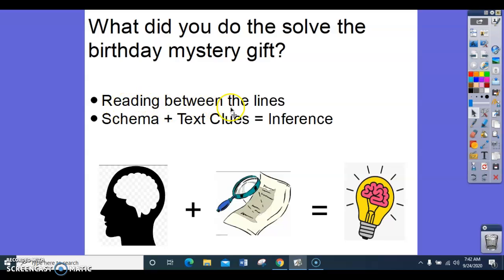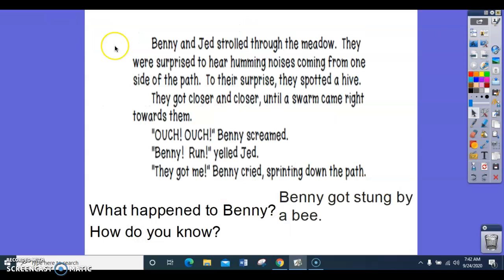Well, you were reading between the lines, right? That holes in the box. And then you started using your schema because you heard the whimpering. And then you knew what? That dogs bark. And so that's how we came up with our inference. So now, Miss Collier is going to model one today. It's going to be the same thing that you do in your DOL for today.